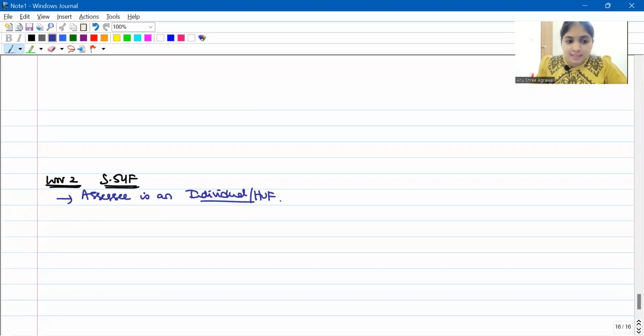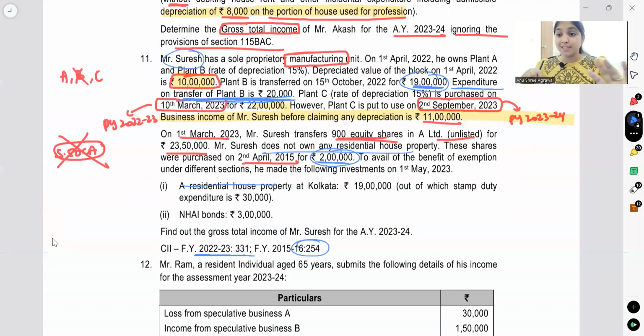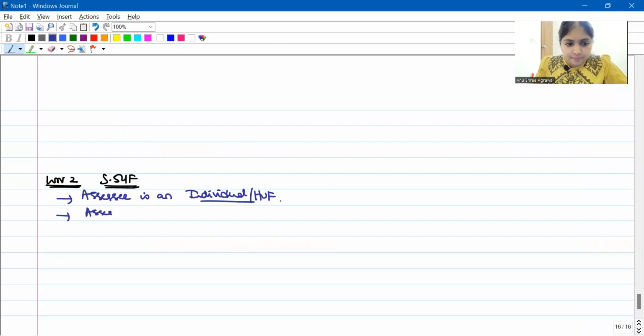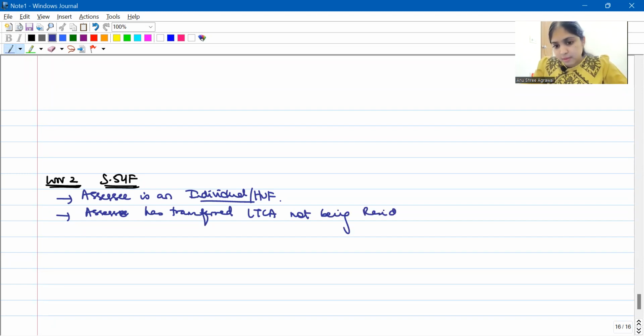Then what else? What are we supposed to transfer? We're supposed to transfer any long-term capital asset other than residential house property. We did exactly that. We transferred equity shares. So write down after this: assessee has transferred long-term capital asset not being residential house property.